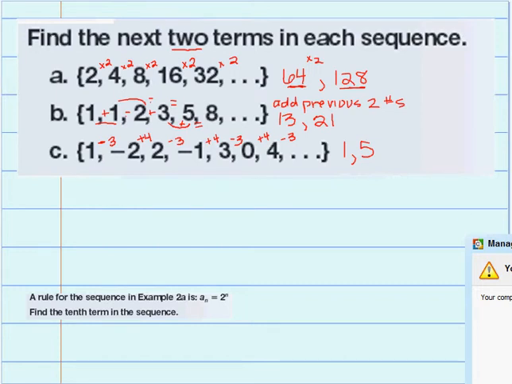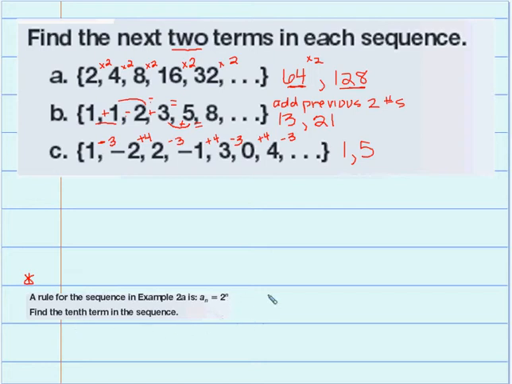Now, the rule, this is just information only, right here. A rule for the sequence in example 2a, so up here, is a sub n equals 2 to the nth power.